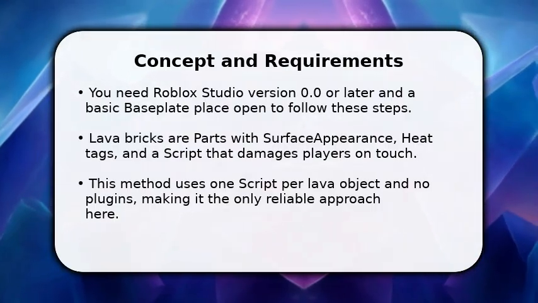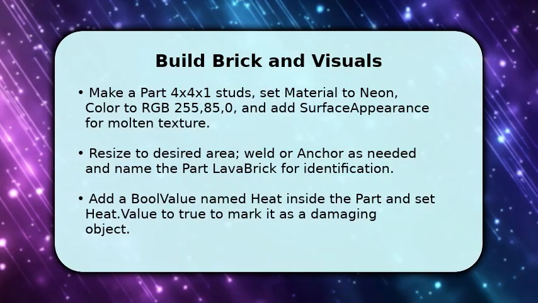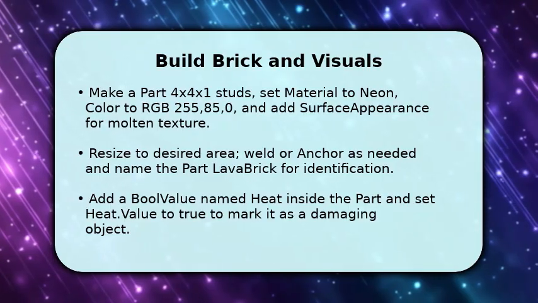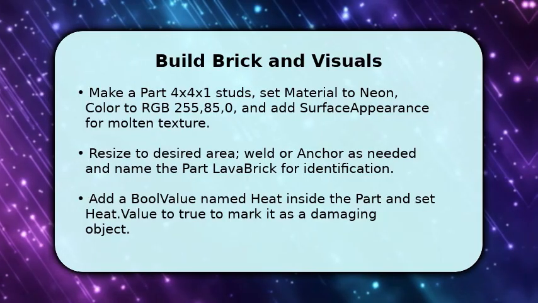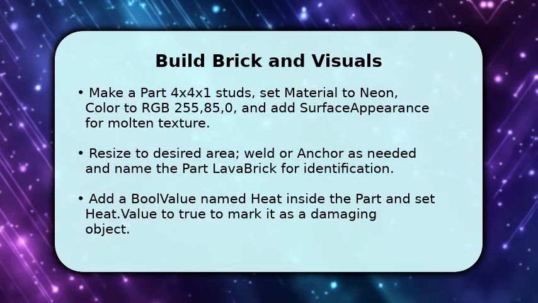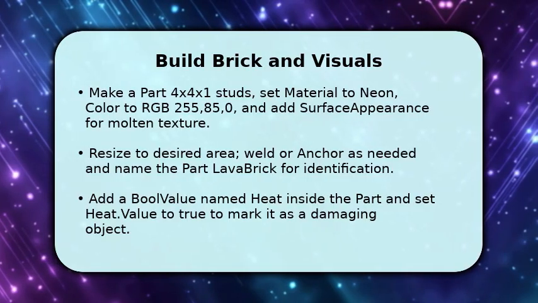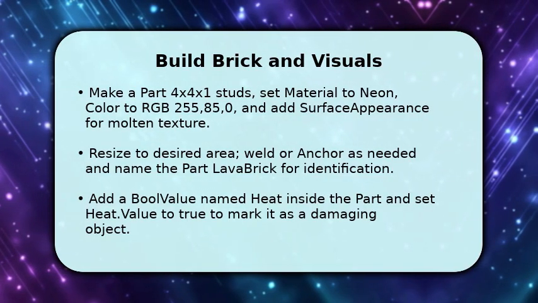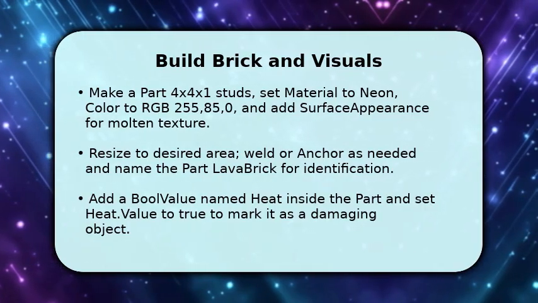Keep one backup copy of your place before modifying parts, so you can recreate a part and size it to 4x4x1 studs as a starting lava brick. You can scale later. Set material to neon and color to RGB 255, 85, 0 for a bright molten hue. Optionally add a surface appearance with a noise texture and metallic roughness around 0.2 to simulate flow. Anchor the part if it should not move, or weld it to a model.